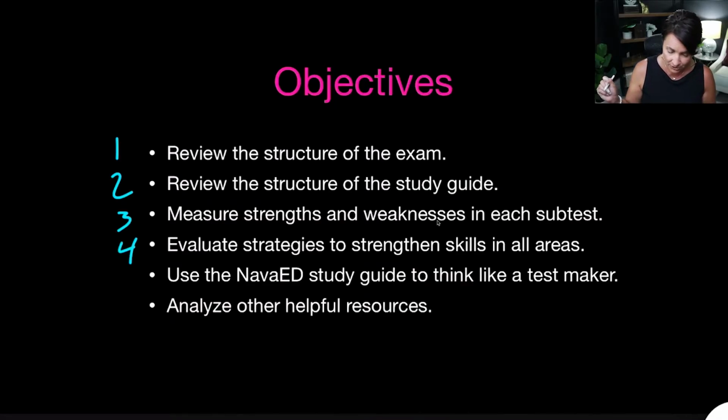The fourth thing we're going to do is evaluate strategies to strengthen skills in all areas. So I'm going to show you how to hone in on those strategies. And then I'm going to show you how to use the NaviEd study guide to think like a test maker. I often say this: think like a test maker, not a test taker. That's really, really important because if you are not being strategic, you're going to get bogged down, time's going to run out, and you're going to feel overwhelmed. So you've got to put that test maker brain in your head, and I'm going to show you how to do that.